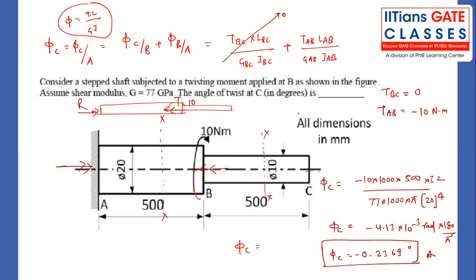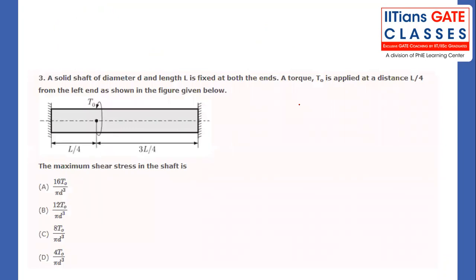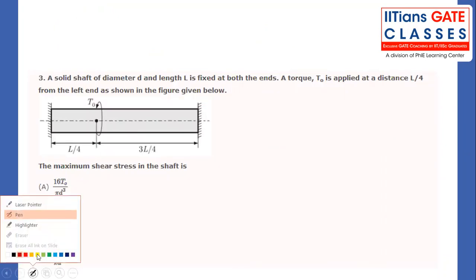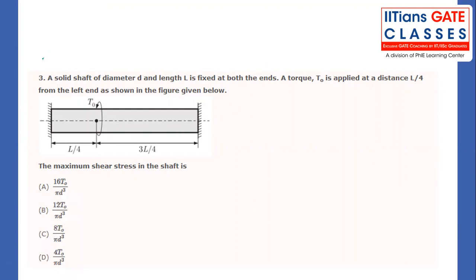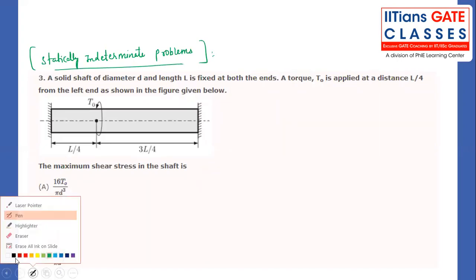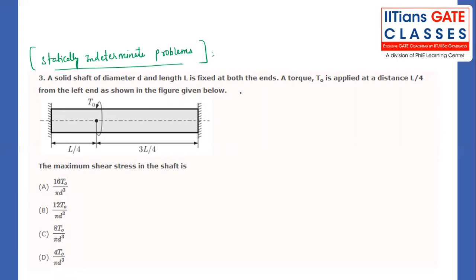So in this manner, we have to solve the numericals. Right? Now, when you focus on this one, this problem is known as a statically indeterminate problem. Why are we calling it statically indeterminate? See, both the ends are fixed. So there will be some kind of line diagram. Draw the line diagram. This is point A, this is point B, and this is point C.